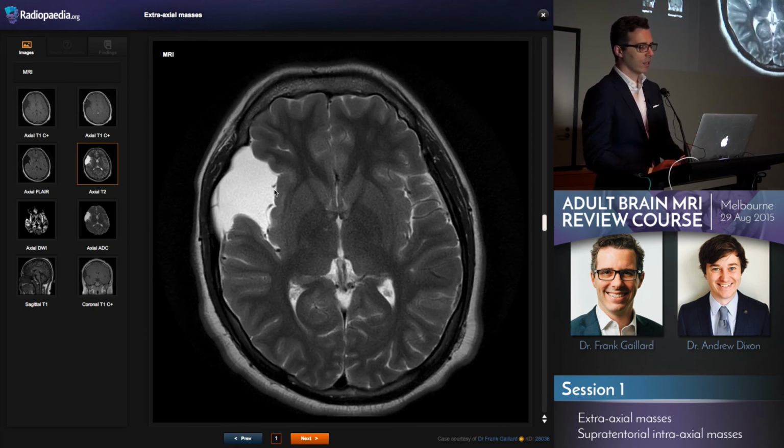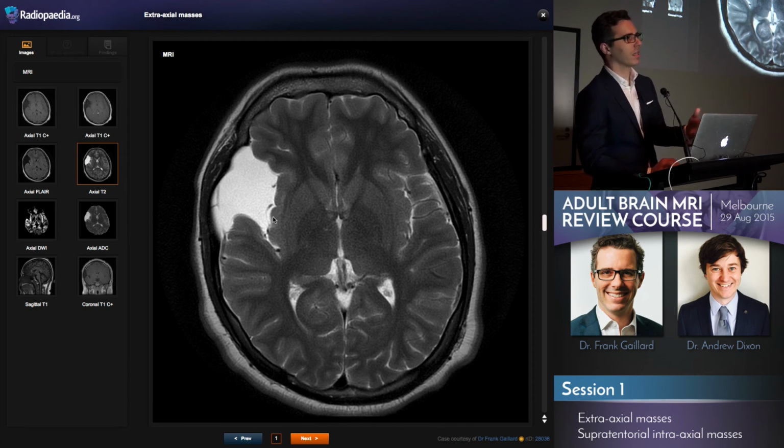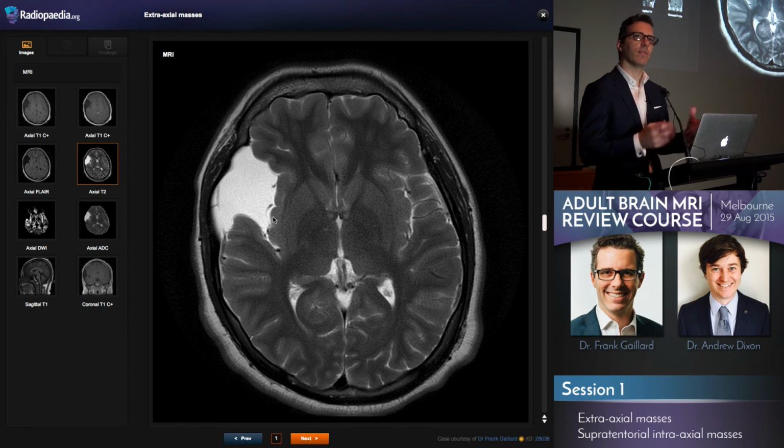Importantly, because it's a cyst, you won't see any vessels running through it. So that's a helpful distinguishing feature between an arachnoid cyst and an enlarged CSF space, because the vessels will be pushed away from the arachnoid cyst margins.